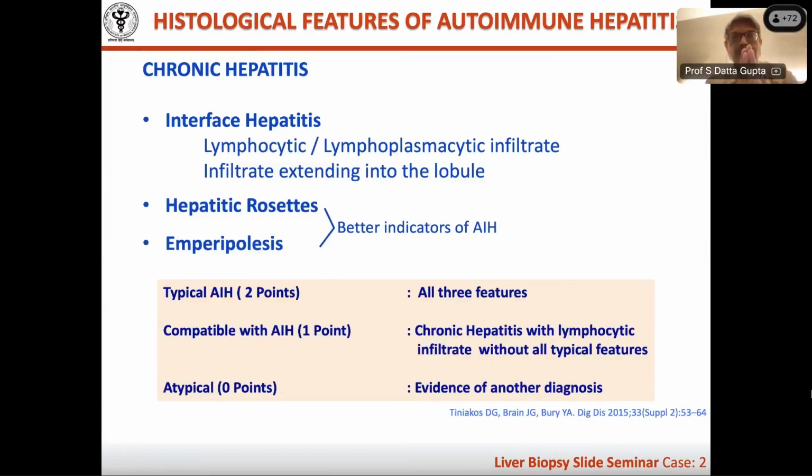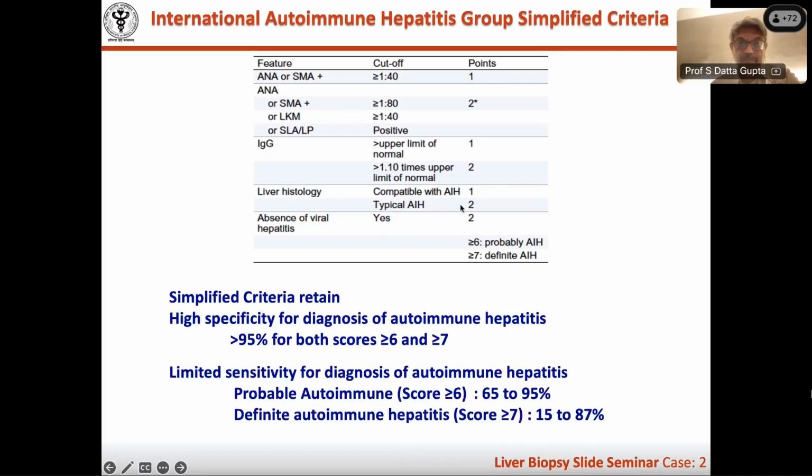So what are the histological features after going through all this? First, you must see interface hepatitis, which is lymphocytic or lymphoplasmacytic, infiltrating into the lobule. You must see hepatic rosettes. Then, what some people thought was better, you must see emperipolesis. Nowadays they don't believe that much in it. Emperipolesis was important. Now if you see all three features, then it is typical autoimmune hepatitis, and you give 2 points in this.